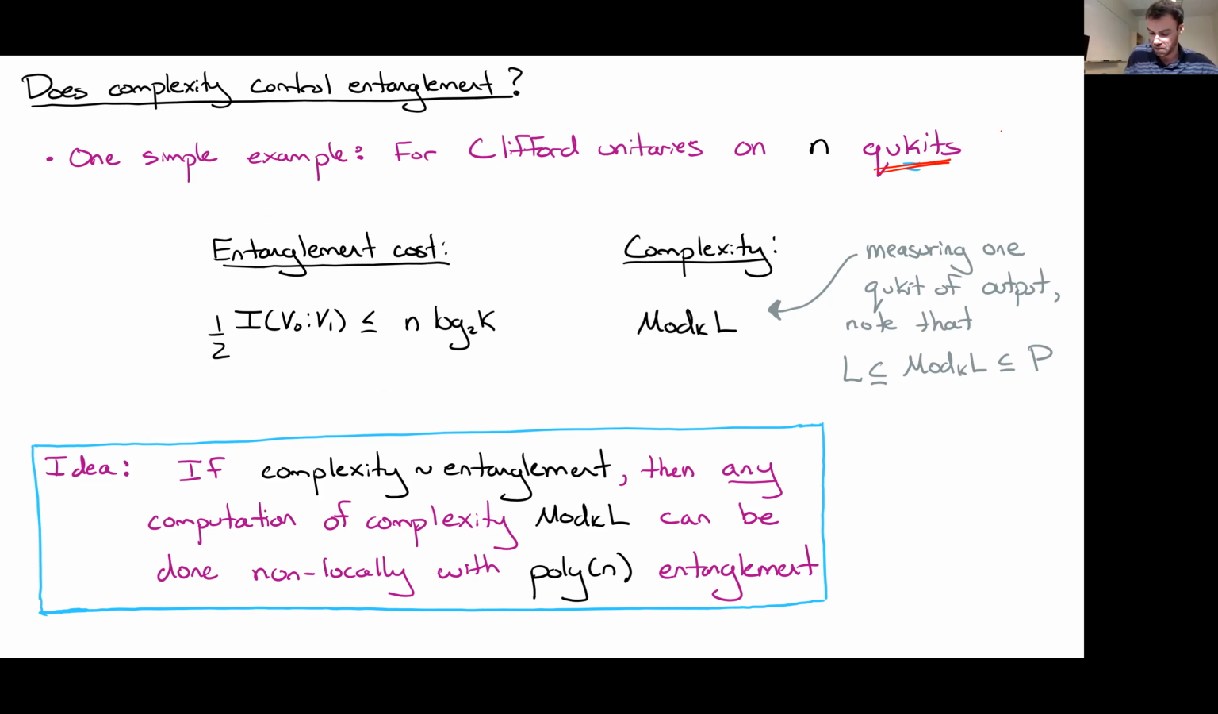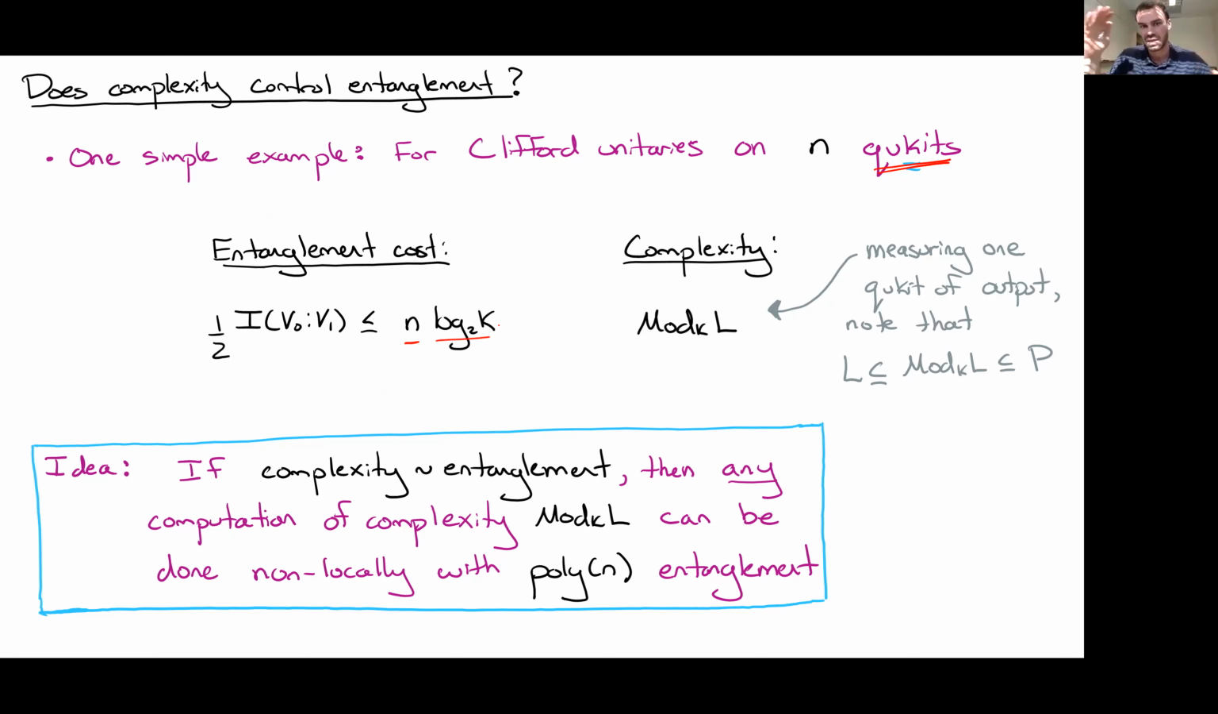To implement the Cliffords non-locally, it turns out there's a simple procedure, and it uses an amount of mutual information that's given by n times log k. Okay, so it's like a linear entanglement cost. The complexity of this kind of a unitary, we can characterize quite precisely. So in particular, we're going to think about how hard it is computationally to determine the measurement outcome on, say, one qukit of output from a Clifford circuit.